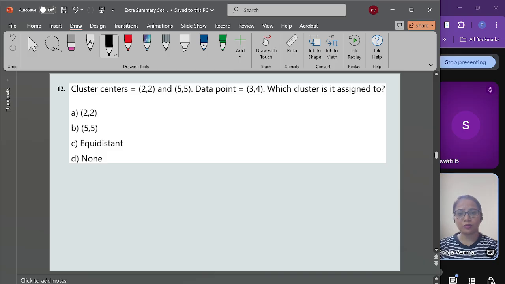So can you tell me, at the given data point, which cluster it will be related to? So what do we need to do for that? We have to calculate the distance between these two clusters. Whichever cluster is the nearest one, the data point will be assigned to that cluster center, right?